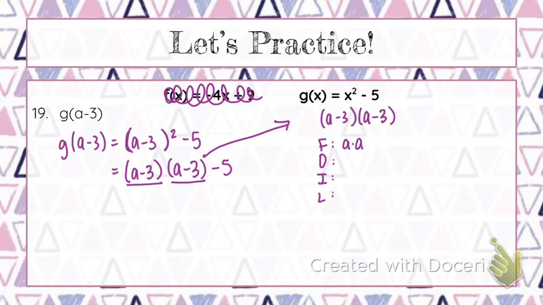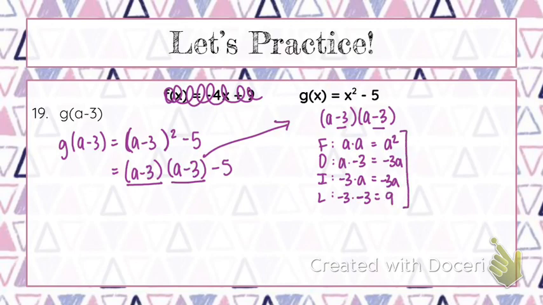Then we multiply the outside terms. A times negative 3. Those are the terms that are on the outsides. Then we multiply the inside terms. That's negative 3 times a. And finally, we multiply the last terms, so the last ones of each binomial. -3 times -3. Okay, so we've set it up, but now we need to actually multiply all these. And so we get a times a is a squared. A times -3 is -3a. -3 times a is also -3a. And -3 times -3 is +9.